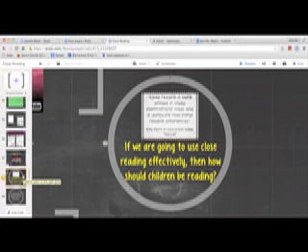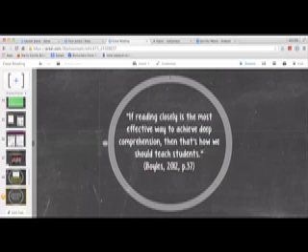With the debate going on, a response to an Education Week teacher blog post on the topic of close reading, Rita Platt responded with the following statement: "Close reading is being applied in wildly inappropriate ways and is displacing real-world reading experiences. So if we are going to use close reading effectively, then how should children be reading?" If reading closely is the most effective way to achieve deep comprehension, then that's how we should teach students.